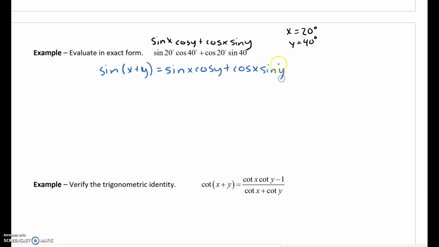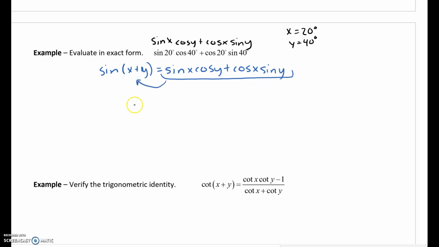So again, you can have your formula sheet in front of you while you're doing these, but it's going to be a lot easier if you start trying to memorize them and you can recognize it instead of just looking at your formula sheet, because you're not going to get one for the test. So we're in this form, right? Sine 20 cosine 40 plus cosine 20 sine 40, and we're going to go to this form.